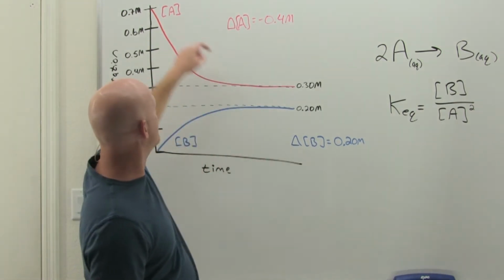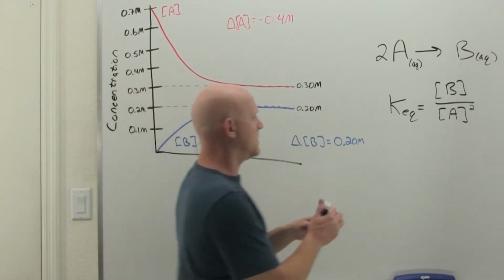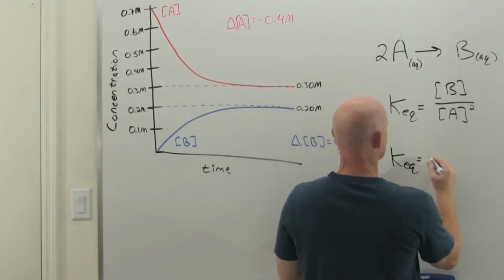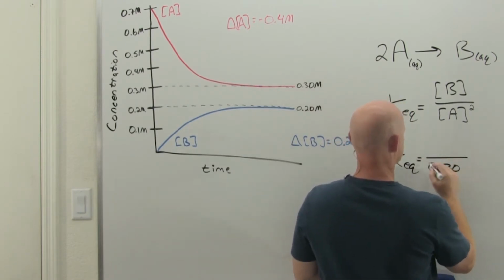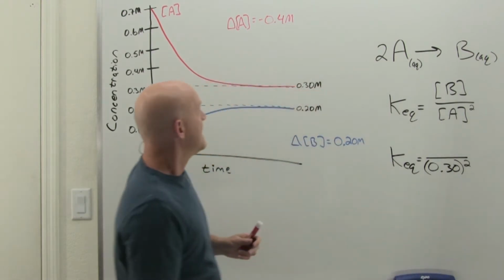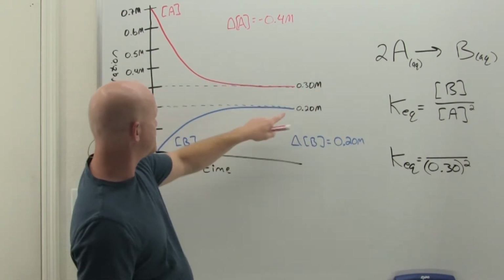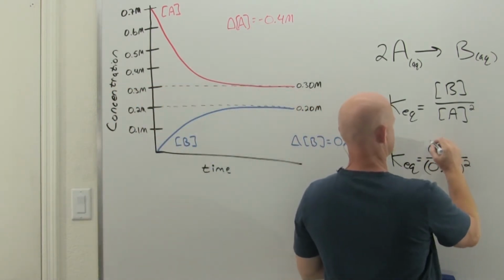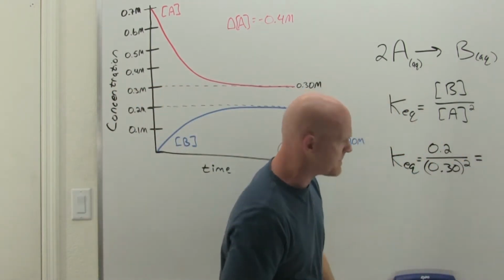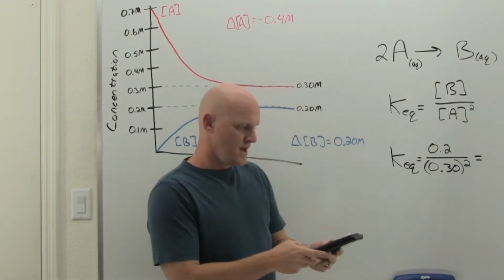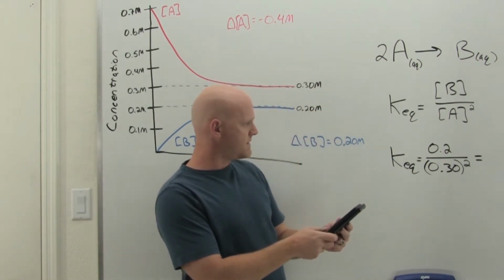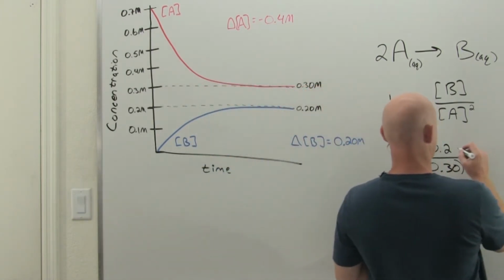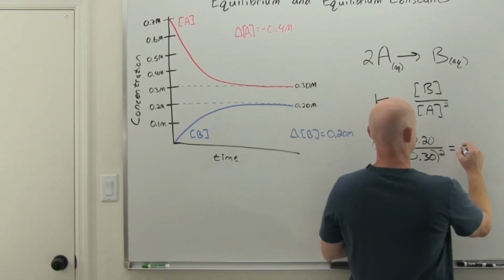In this case, we can see that the concentration of A is 0.3 molar. If we want to figure out the numerical value of this equilibrium constant, we'd plug that into the formula. Same thing with the concentration of B, which is now 0.2 molar once it reaches equilibrium. So if we pull out our handy dandy calculator, we're going to do 0.2 divided by 0.3 squared, and we're going to get 2.2 if I round it to 2 sig figs. Put a 0 on there just like the 0 that was there.